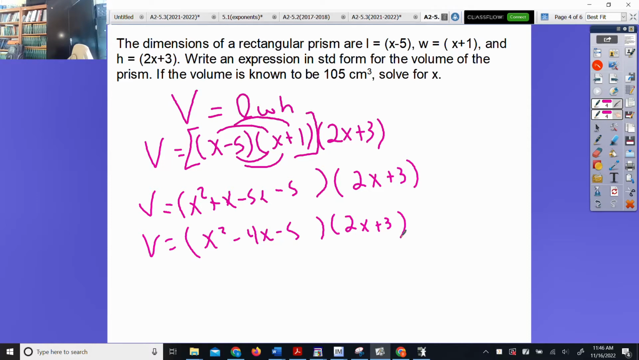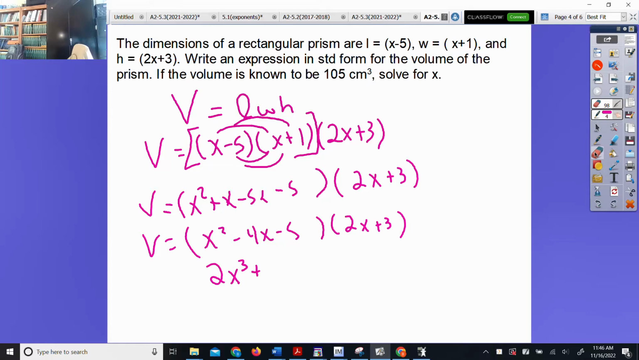What'd you guys come up with? 2x cubed plus 15x minus 3x minus 15. 2x cubed plus what? I didn't get that. I got minus 5x. I'm almost certain it's the minus. I got 2x cubed minus 5x squared minus 22x minus 15. That sounds right. Okay. So how many of you guys didn't get 2x cubed minus 5x squared?